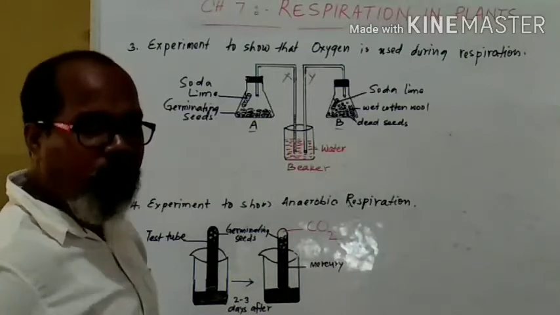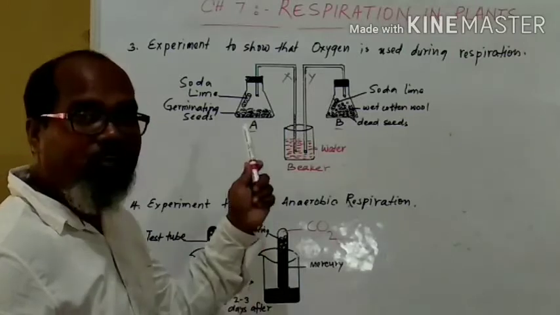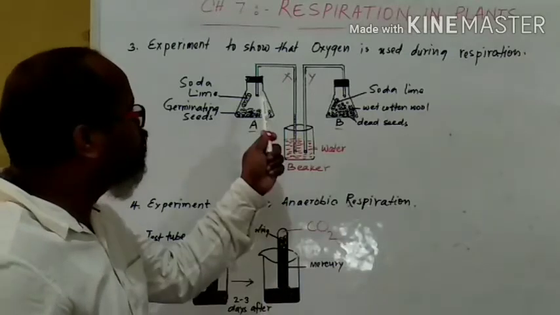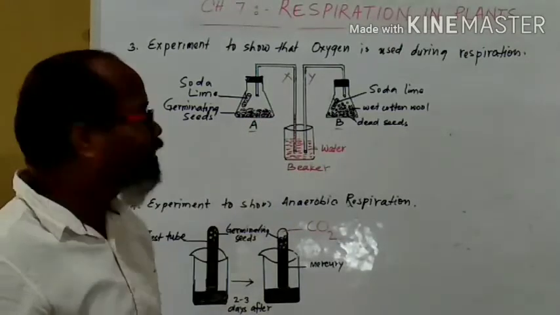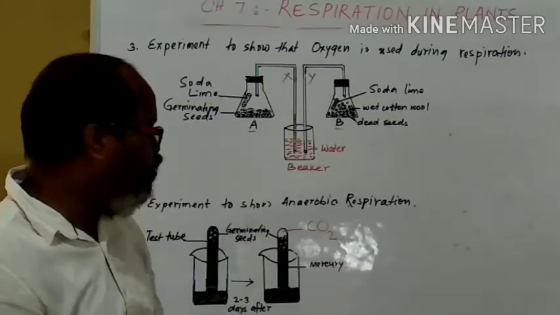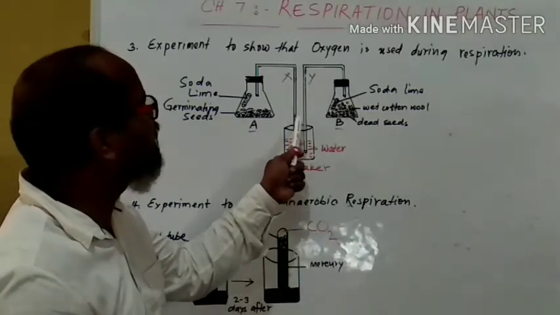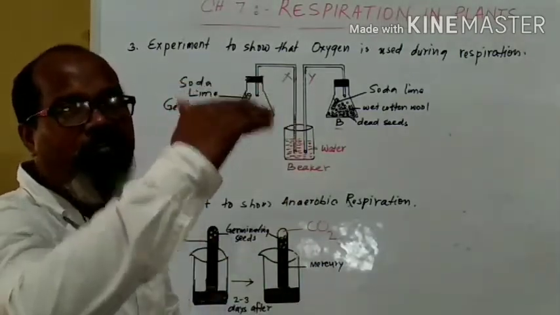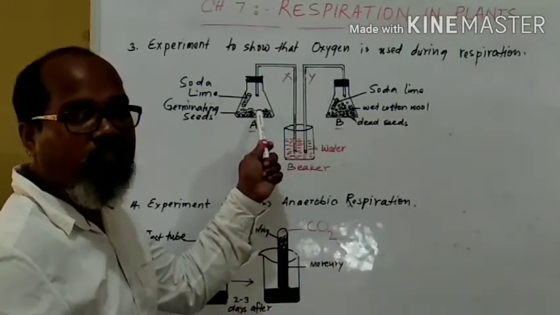Now let's see. Oxygen is used during respiration. Here the germinating seeds are respiring. They are using oxygen. Now when they use oxygen present in the space, in the flask and the tube, that space will be emptied because oxygen is used up. And so what will happen? The water which is there in the beaker will be sucked in, and the level of water in tube Y will rise. Why? To take the place of oxygen that was used by the respiring seeds.